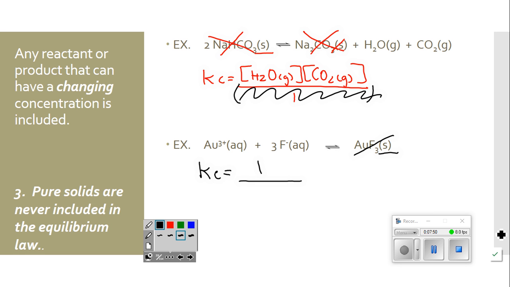I can't have a fraction with no number on the top. So my numerator has to be something. If the denominator is 1, I can take it out. But here there has to be something on the top. And then on the bottom, I would have my 2 reactants' concentrations. Noticing that there was a coefficient of 3 in front of those fluoride ions, the exponent would be 3 in my equilibrium law expression calculation.